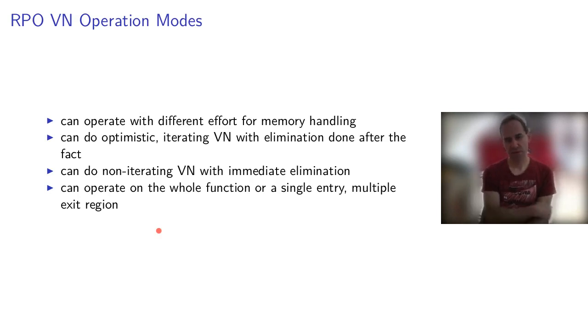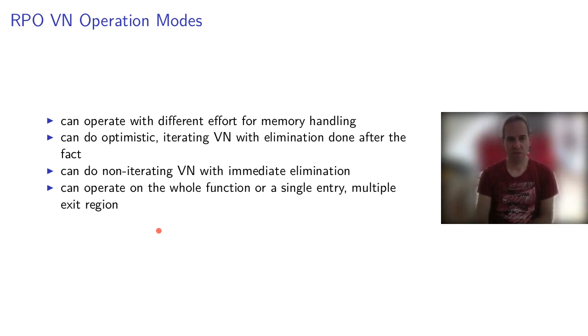So the new scheme can operate with different efforts for the memory handling. So it can do the very simplistic lookup with the current memory state only, or it can do the more complex walking that I described before. It can do the optimistic and iterating value numbering, which means that edges in the control flow graph that are not proven executable are assumed not executable.